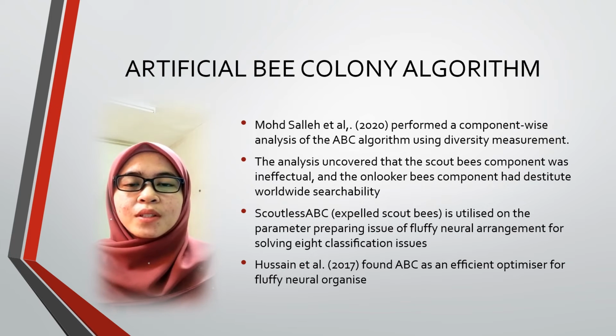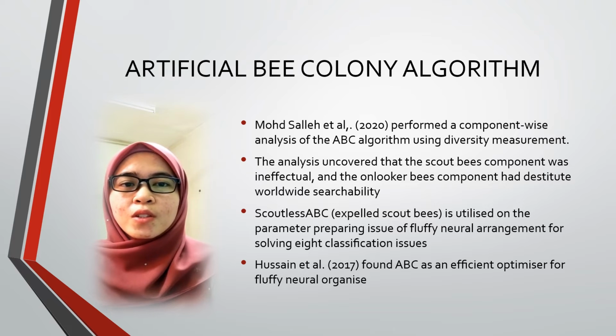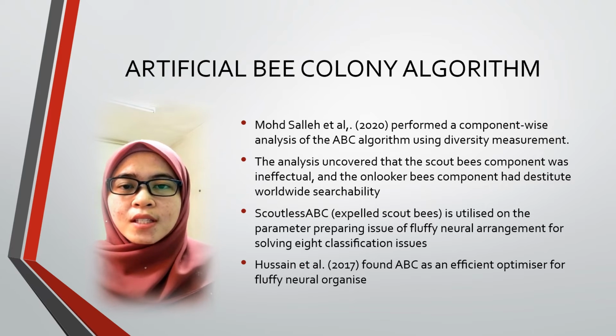Next, the artificial bee colony algorithm. In 2020, Mohammad Saleh et al. performed a component-wise analysis of the ABC algorithm using diversity measurement. The analysis uncovered that the scout bees component was ineffectual and the onlooker bees component had poor global searchability. To assess their performance, Scoutless ABC is utilized on the parameter training problem of fuzzy neural networks for solving classification problems.